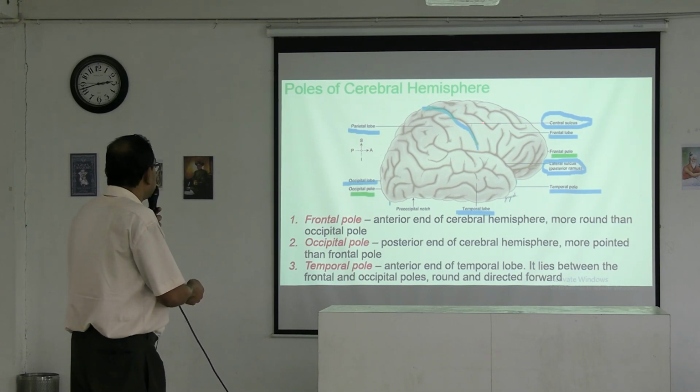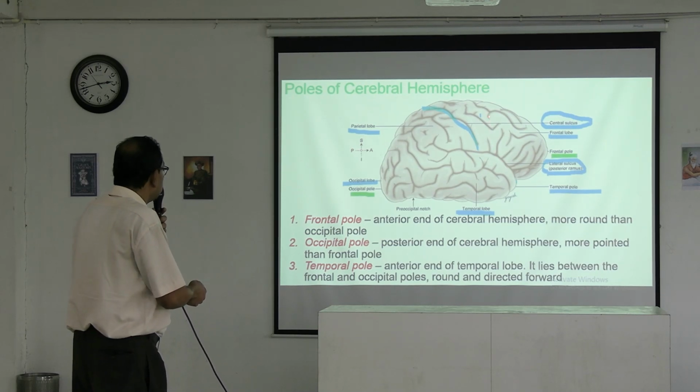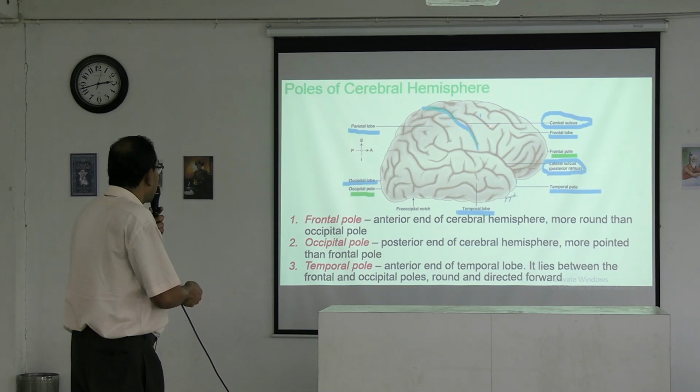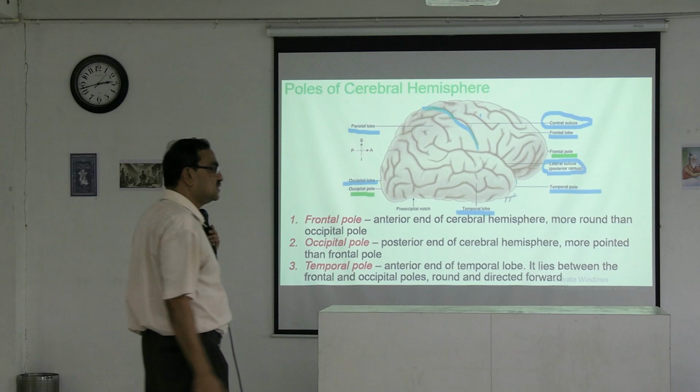Another sulcus we can find within the frontal lobe. This is the frontal lobe. One is present. In another picture it is very much prominent. So I will show you in another picture.